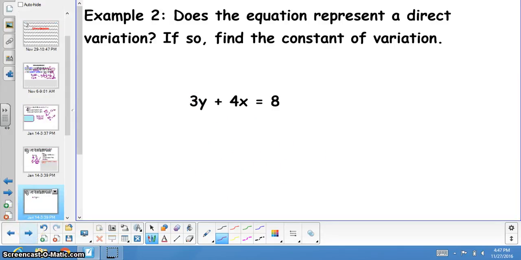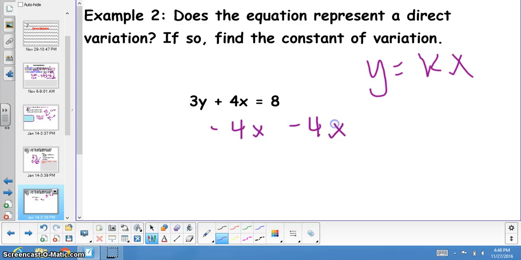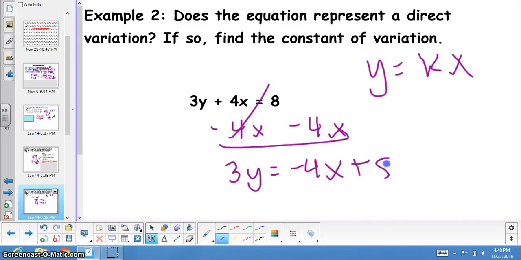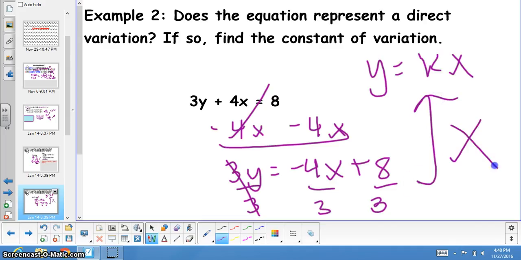Does the equation represent a direct variation? If so, find the constant of variation. Does it? Again, we have to have it in form y equals kx, and here it is not. So I am going to move the 4x to both sides. I cannot combine them because the 8 doesn't have an x. And to get the y by itself, I have to divide by 3. This equation does not look like y equals kx. Therefore, it does not represent a direct variation.